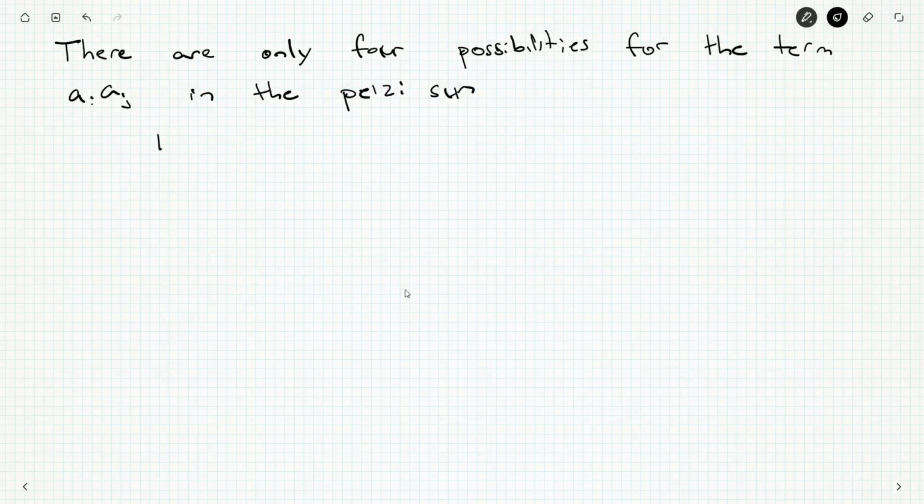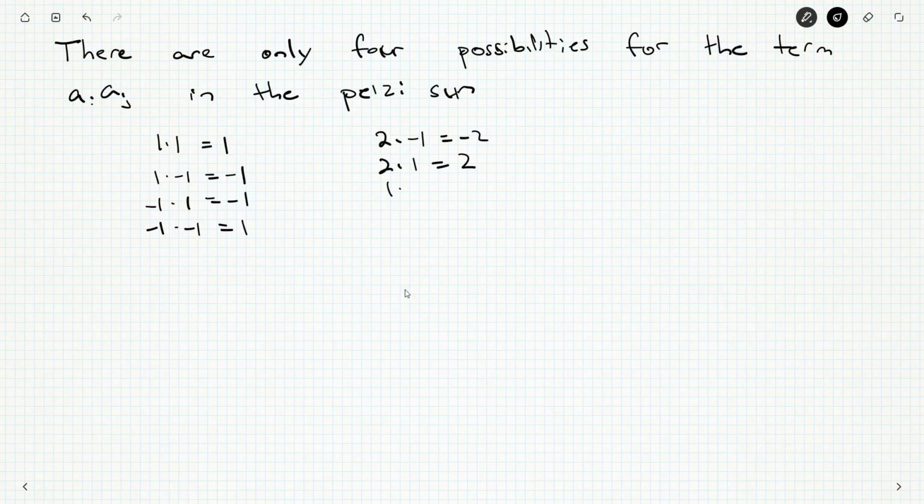So it can either be 1 times 1 equals 1, or 1 times negative 1 equals negative 1, or negative 1 times 1 is equal to negative 1, negative 1 times negative 1 is equal to 1, or we can get 2 times negative 1 is equal to negative 2, 2 times 1 is equal to 2, 1 times 2 is equal to 2, and negative 1 times 2 is equal to negative 2. And am I missing anything? Oh, yes, of course. 2 times 2 is equal to 4. So I was wrong once again. There are 5 possibilities.